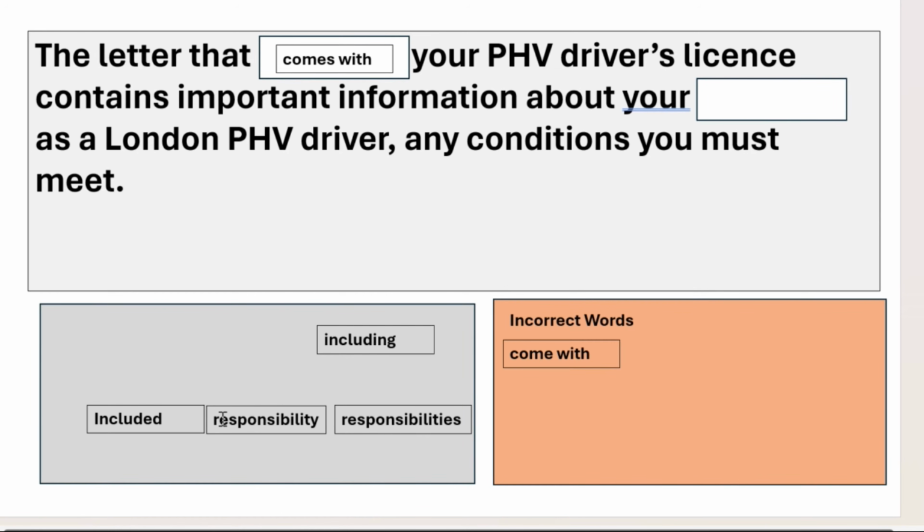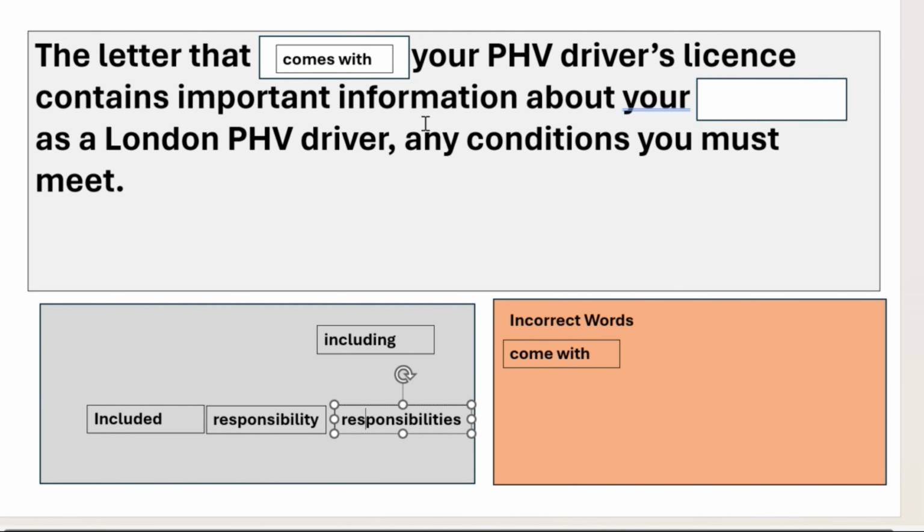Okay, so it's responsibility and responsibilities. What is the difference between them? This is singular and this is plural. One represents one responsibility and the other represents more than one. It might be two, three or four, whatever it is. So you need to know those basic rules first, then you can complete those things.